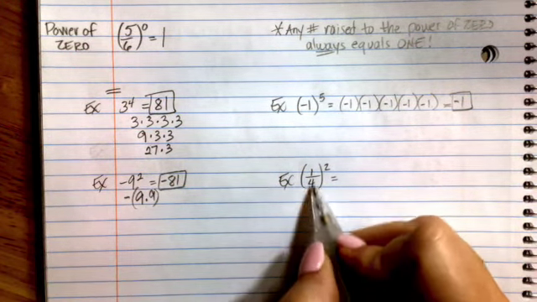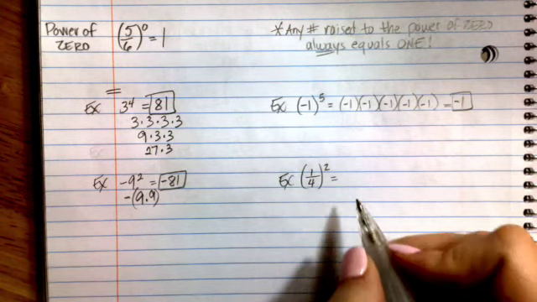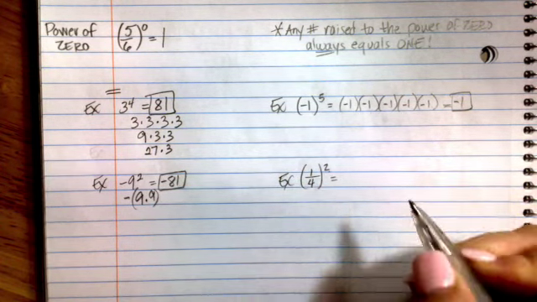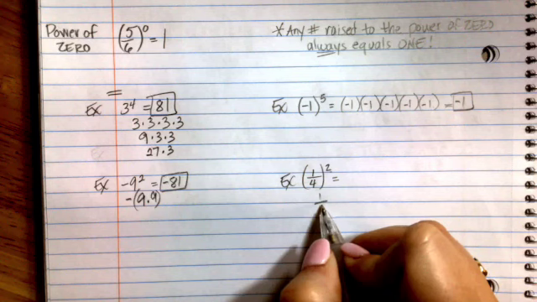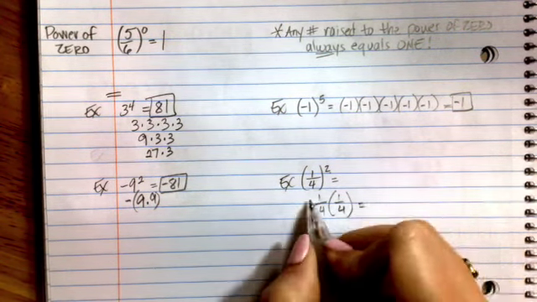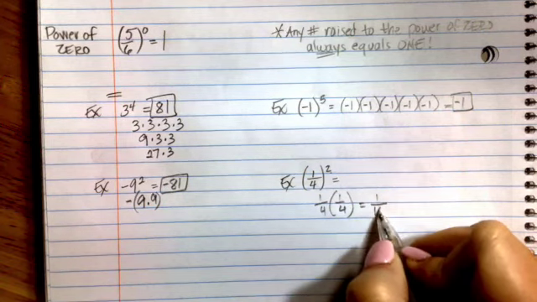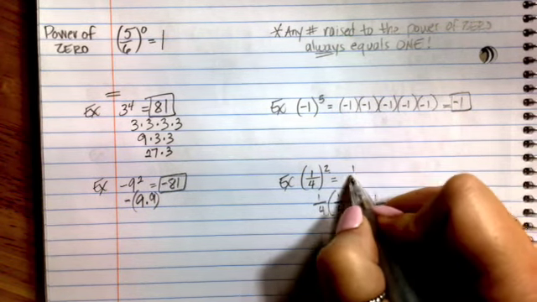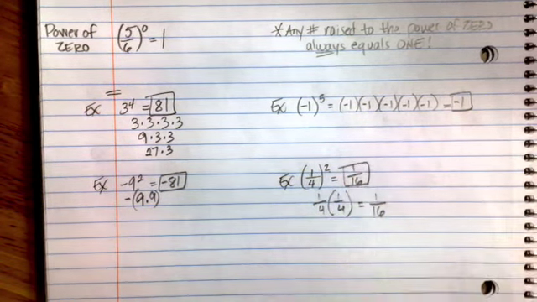And finally, when I have it with fractions, same thing. You've got to write however many times that exponent says. So 1/4 times 1/4. Multiply going straight across, I get 1/16. So my solution is 1/16.